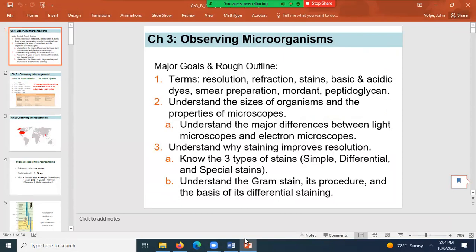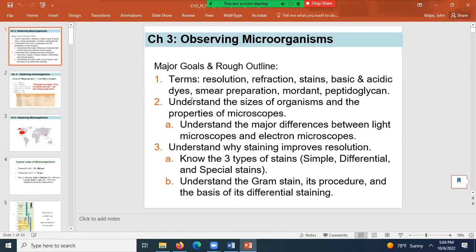Can you guys see this slide? Yes. Thank you. So chapter 3, observing microorganisms. As always, I give you a slide giving you the major goals and a rough outline. Know the terms: what is resolution, refraction, what are stains, what's a basic and an acidic dye or a basic and acidic stain. How do you make a smear preparation? What is a smear preparation? What is a mordant? And what is peptidoglycan? These are the major terms for this lesson.